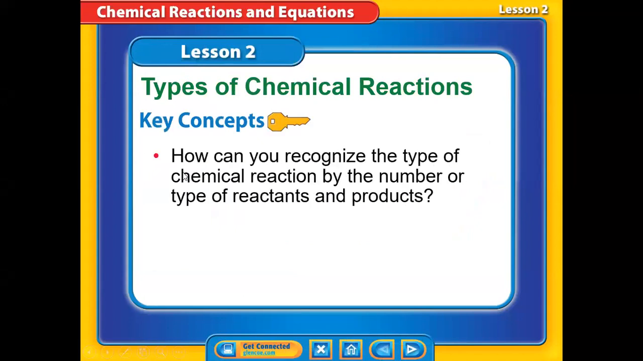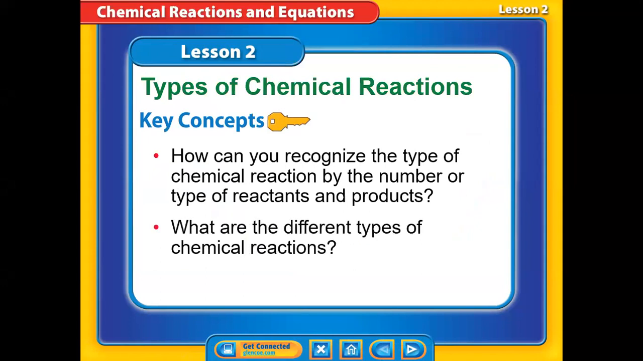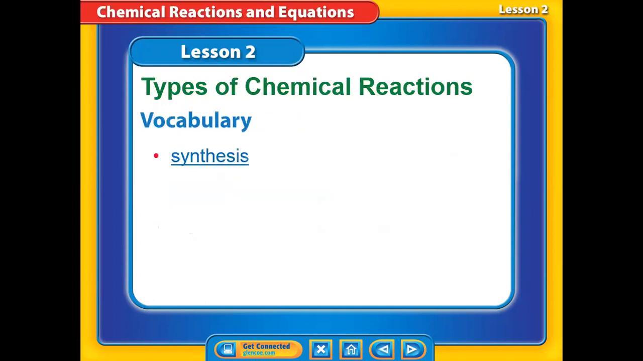So we said types of chemical reactions. By the end of that lesson, we should be able to recognize the type of a chemical reaction by the number and the type of reactants and products. So simply, we are going to know certain patterns by comparing the reactants to the products, so we could decide which kind this reaction belongs to. What are the different types of chemical reactions?